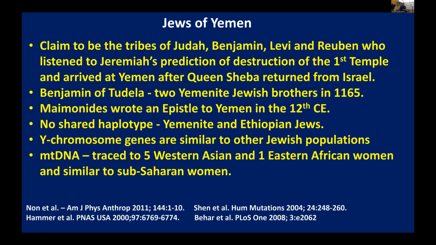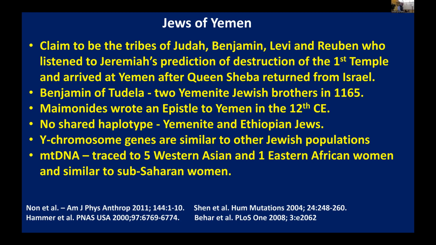They don't share any haplotype with the Ethiopian Jews, which is very interesting. They're right next to each other, yet they don't share any haplotypes. On the Y chromosome, they're much more similar to the Jewish population than Ethiopian Jews are, again suggesting that they probably came on the male side from the Mediterranean. On maternal DNA, they trace to 5 Western Asian women and 1 Eastern African woman. So most likely, again, men came in, married locally, retained the Jewish faith and remained in Judaism.